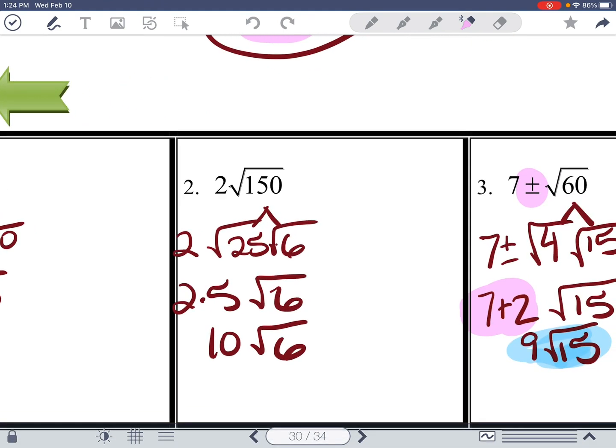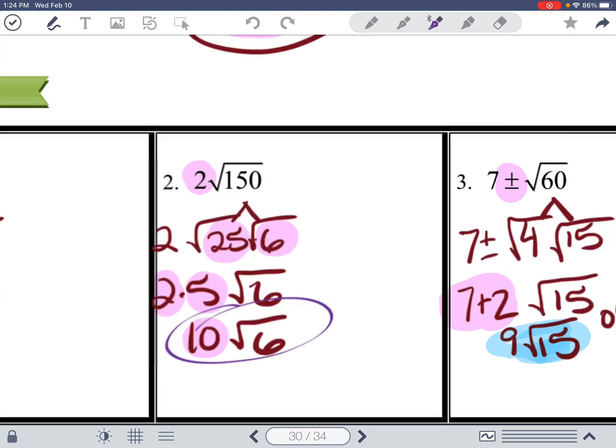Okay, let's break down the next one. So we have 2 radical 150, 2 times the square root of 150. Well, 150 breaks down into a nice perfect square and 6. 25 times 6 gives me 150. So since 25 is a perfect square, and its root is 5, the 5 comes out and gets multiplied to the original 2 for a product of 10. So 10 radical 6 is your final answer.